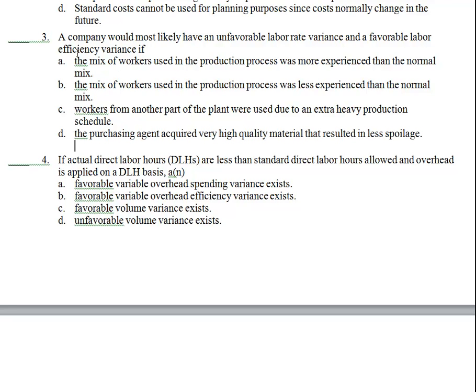They were very efficient. So a reason you could have that is because you could have hired a group of highly experienced workers. If they're experienced, they're going to work very efficiently and be good at their job, which would give you a favorable efficiency variance. But because they are experienced and good at their job, you're potentially going to have to pay them more, so that would lead you to an unfavorable rate variance. So that's why your answer choice A is correct.